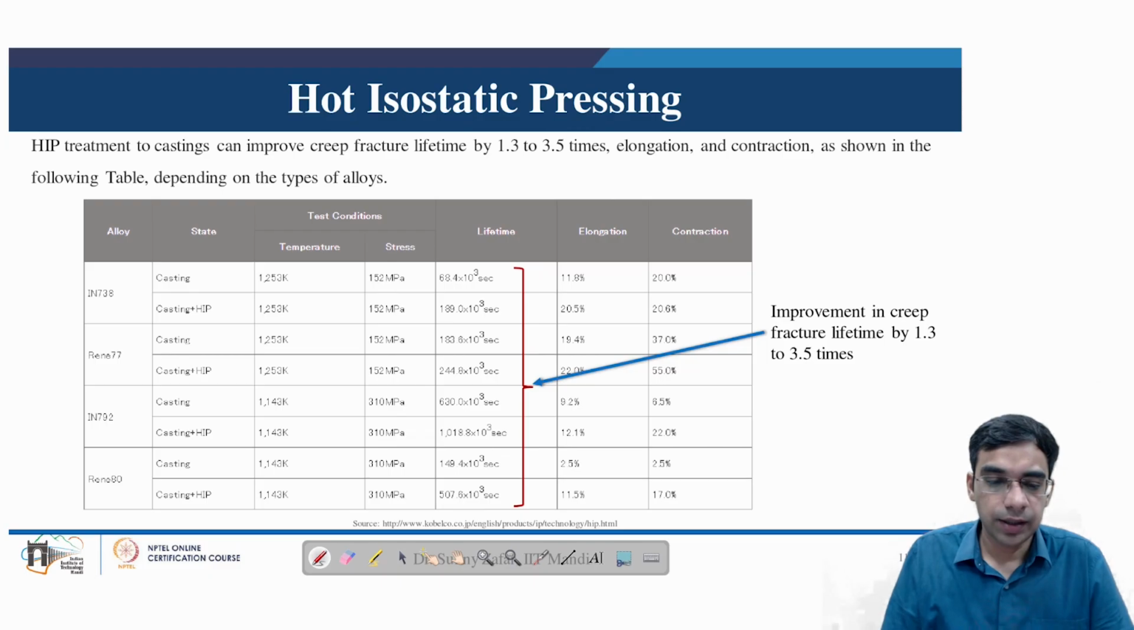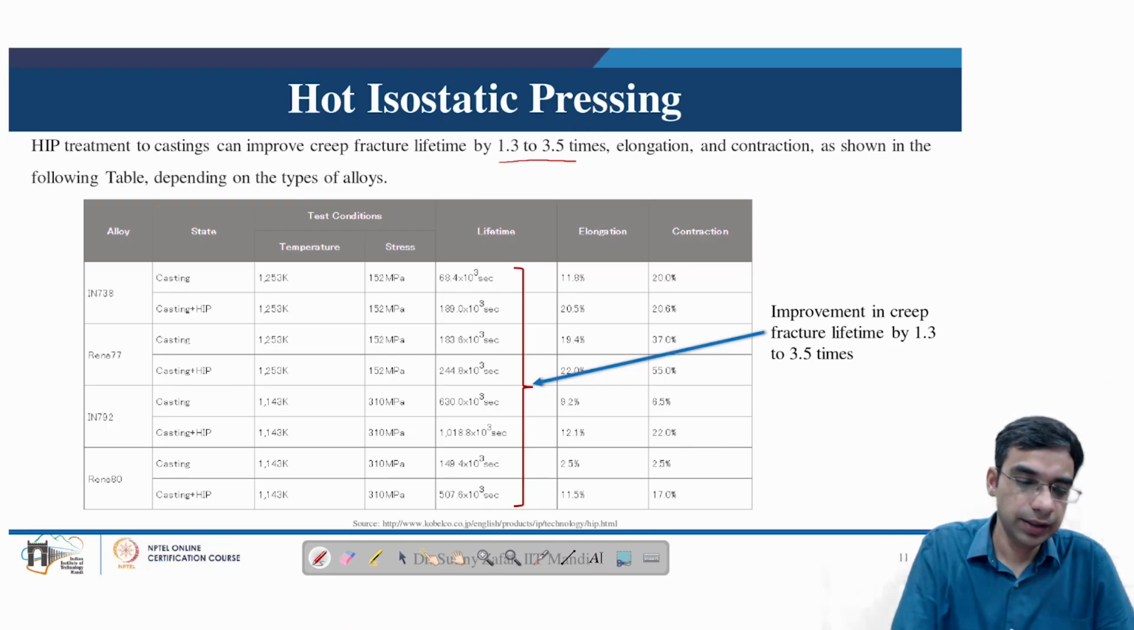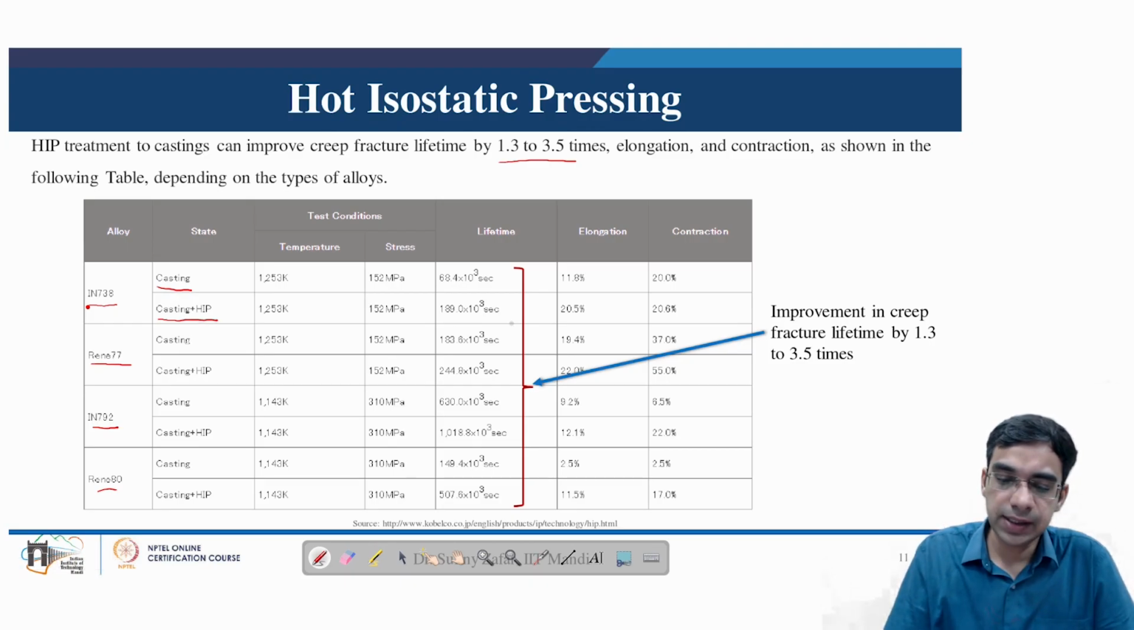Next, we can see how hot isostatic pressing treatment can improve the creep fatigue life by 1.3 to 3.5 times, improving the elongation. And here, the different nickel-based superalloys which are used to make the gas turbine blades, like Inconel 738, Rene 77, Inconel 792, Rene 80, are used with casting, and the other state is casting plus hot isostatic pressing, and we can see there is almost 1.3 to 3.5 times improvement in the creep fracture lifetime, and of course the elongation and contraction have also improved in most of the cases.